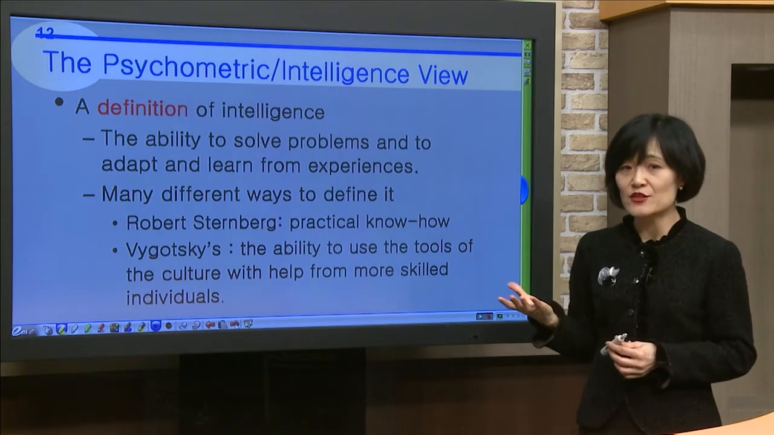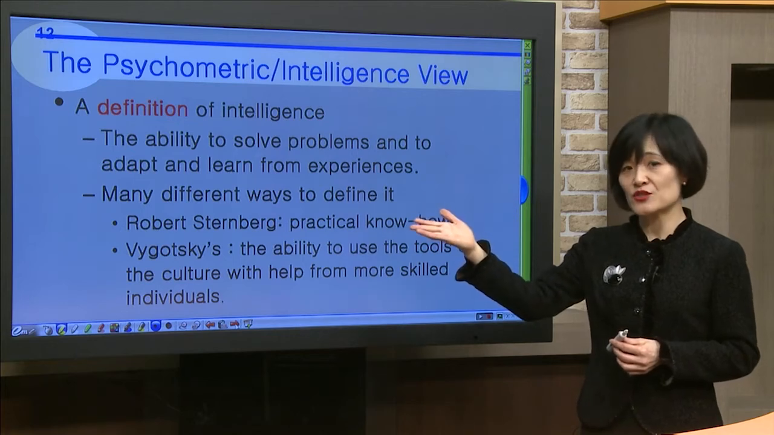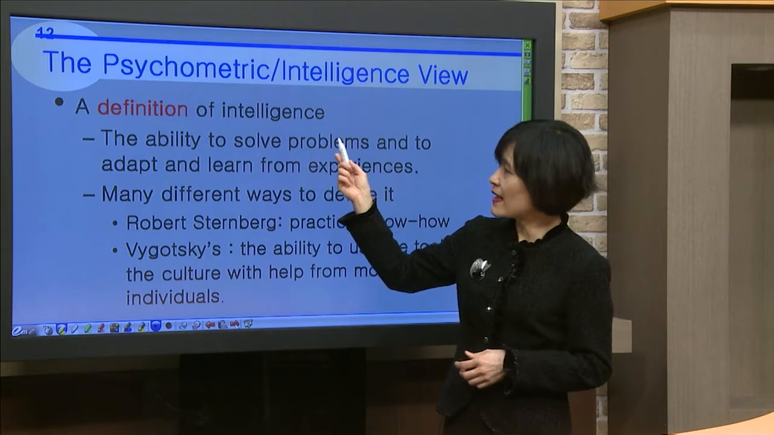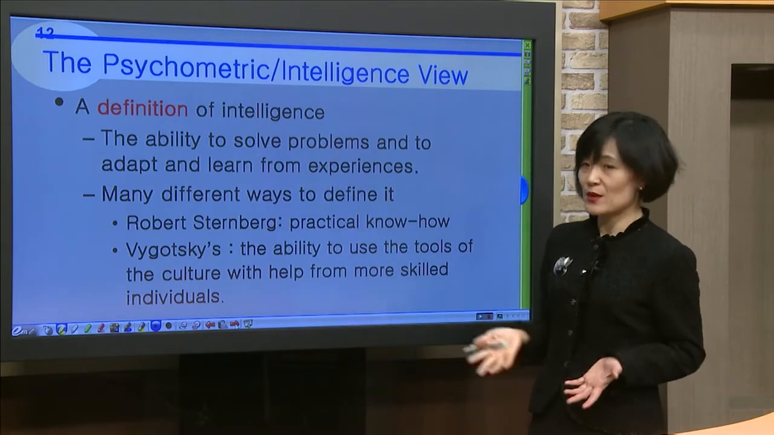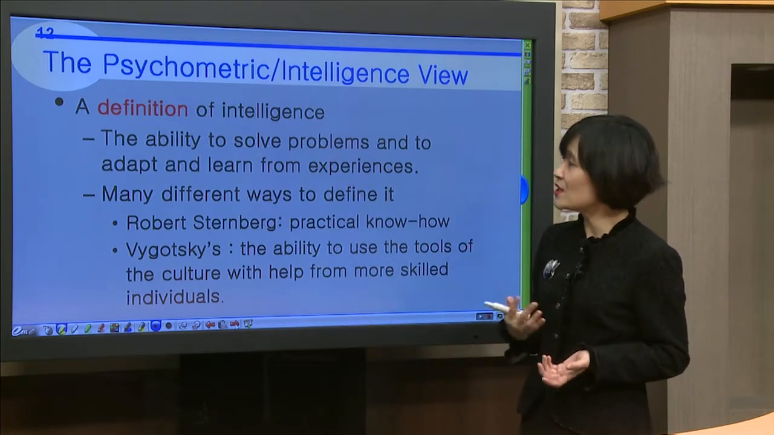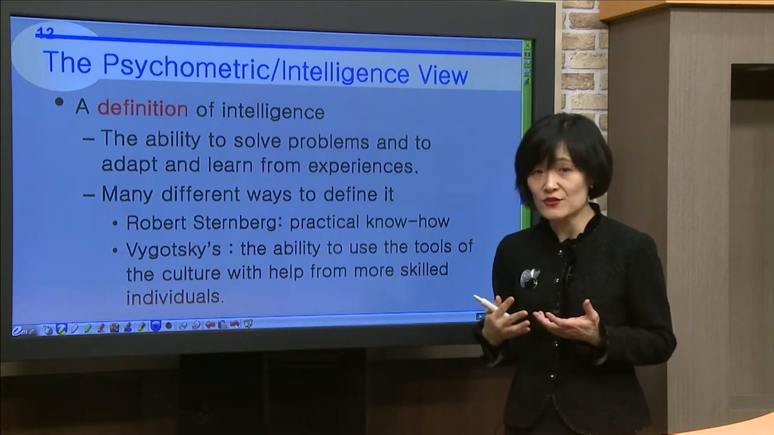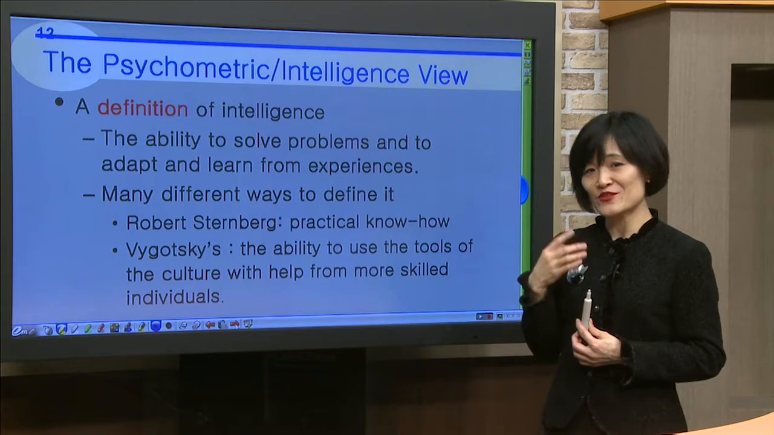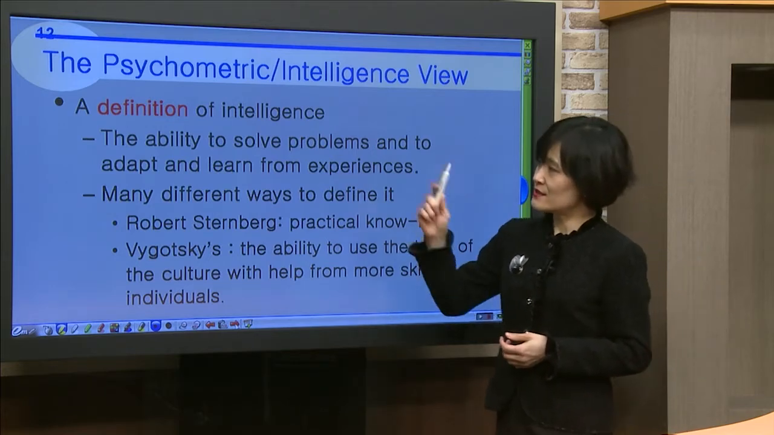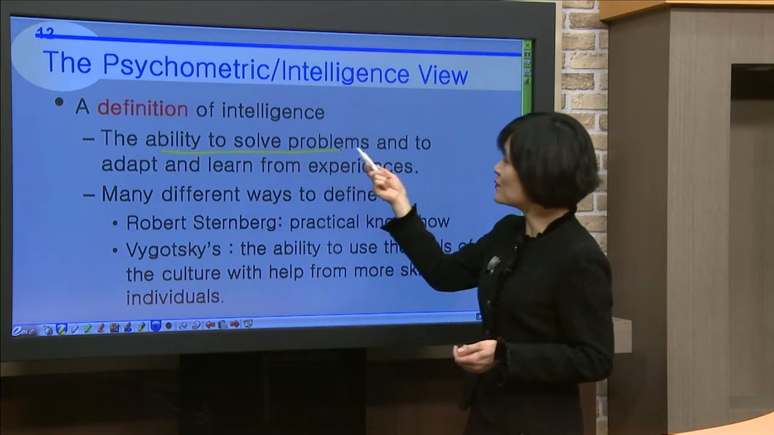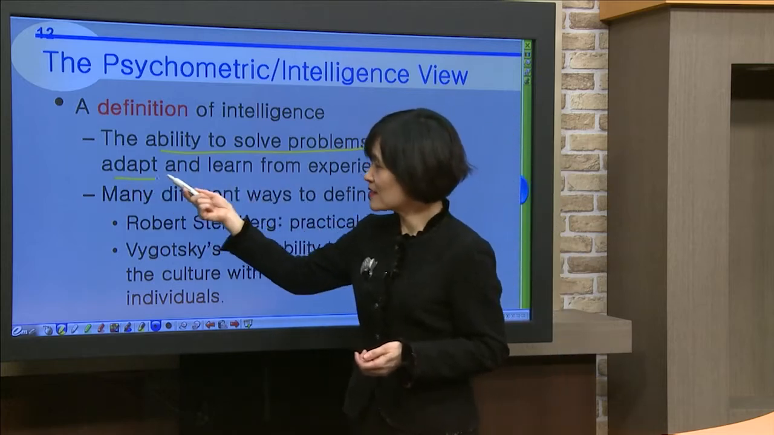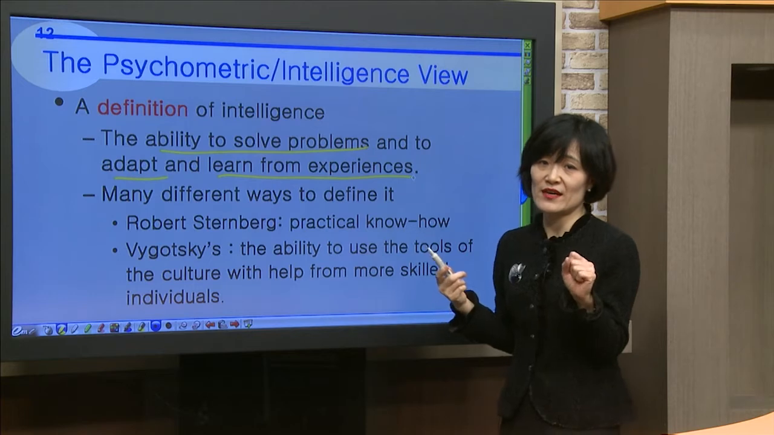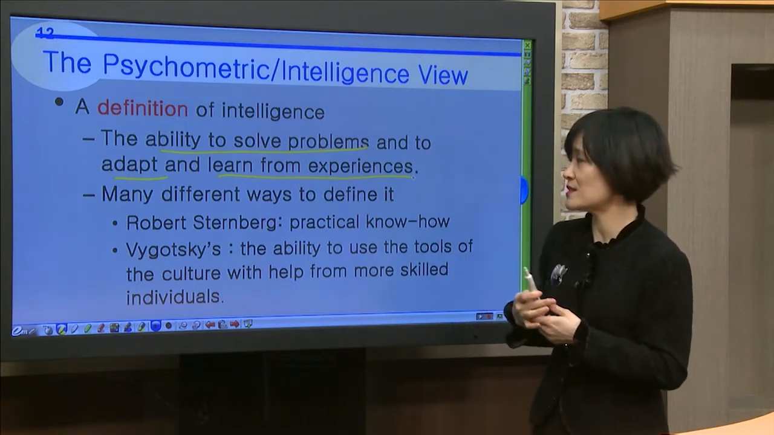When we say these persons are very intelligent, what does that mean? By definition, intelligence is the ability to solve problems and adapt and learn from experiences. That is intelligence. Is that your definition of intelligence? I was just kind of curious. Again, it's the ability to solve problems, adaptability, and learning from experiences. That is the definition of intelligence.